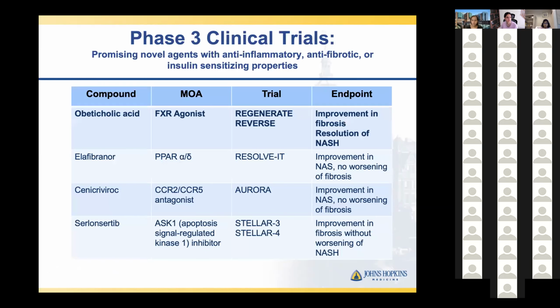All right, and I'm just going to close with a discussion of what's on the horizon. There are multiple pharmacotherapies, new agents with anti-inflammatory, anti-fibrotic, or insulin sensitizing properties that are being studied in phase 3 clinical trials for the treatment of NASH. I'm just going to briefly talk about two of them, obeticholic acid and semaglutide, which is being studied in phase 2 trials, just to finish up.